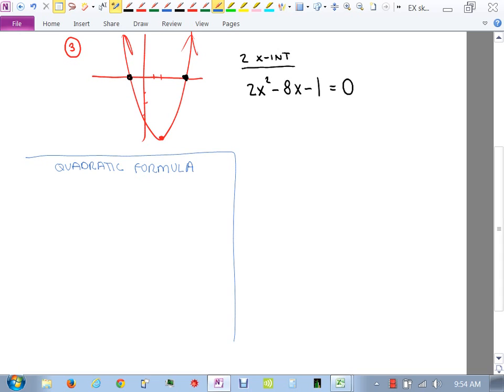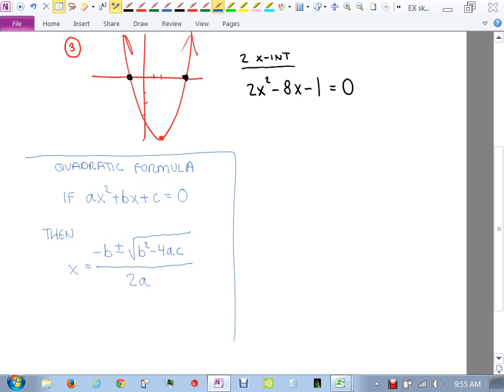The quadratic formula says that if you have any quadratic equation that looks like ax squared plus bx plus c equals 0, then the solutions, the things that make that equation true, the x's that make it true, will always be negative b plus or minus square root b squared minus 4ac all over 2a. Look familiar?